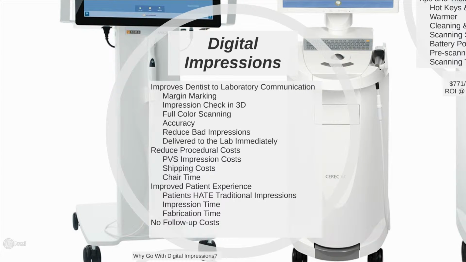Also, the typical fabrication time that a typical laboratory takes off of a PVS impression is that of 3 weeks to a month. At Expresstone Laboratory, we get it turned around in 3 days.